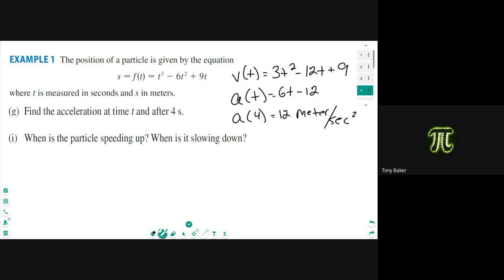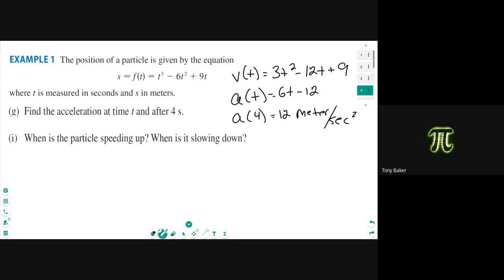And when it's slowing down, my acceleration is going to be what? It'll be decreasing. My velocity will be decreasing. So that means my acceleration is going to be negative. So if you literally just let off the gas in your car, your acceleration is negative. Your speed is dropping.